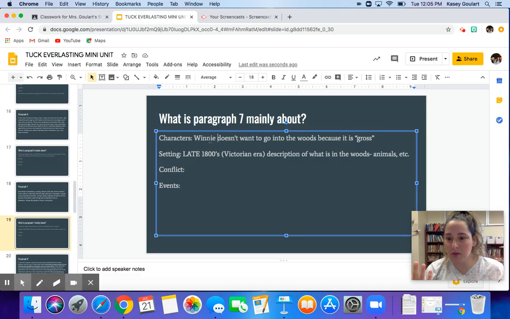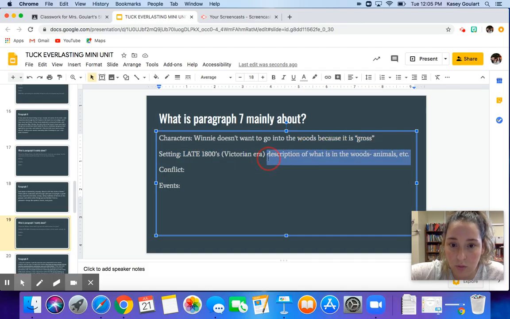Animals like squirrels and stuff aren't gross. That's strange to think that. A lot of girls like playing in those types of things, in areas where they can build things, climb trees, stuff like that. But the setting is important for this section. Now, you probably have this part. You probably have the description of what's in the woods as the setting. That is important to note.